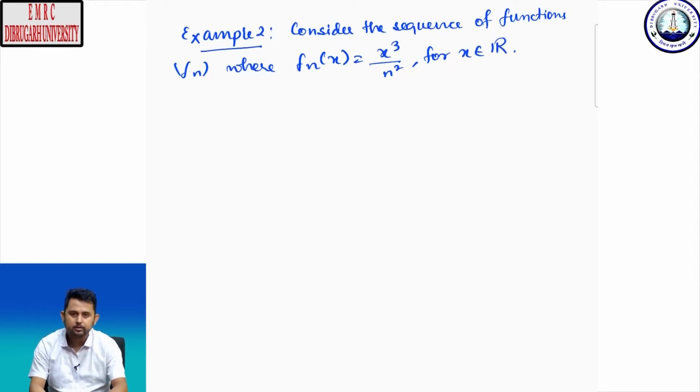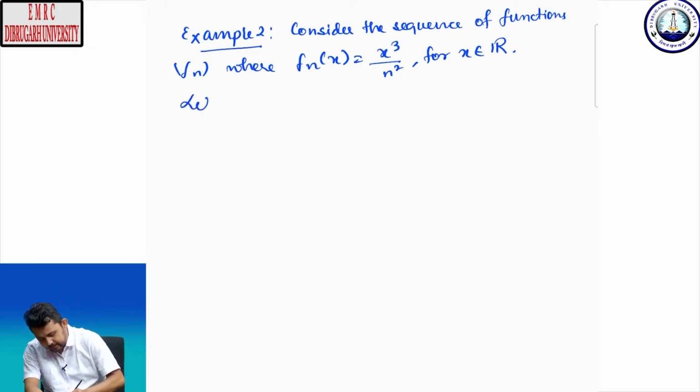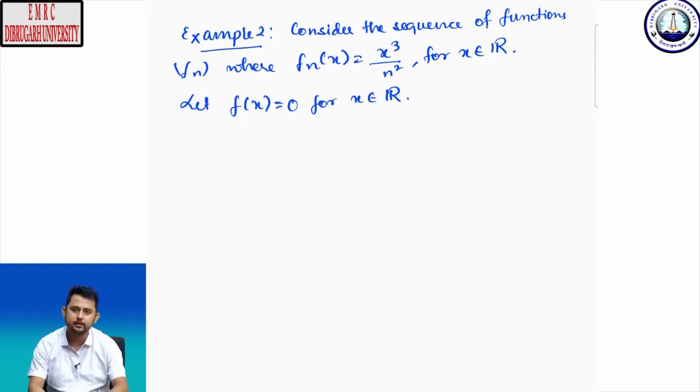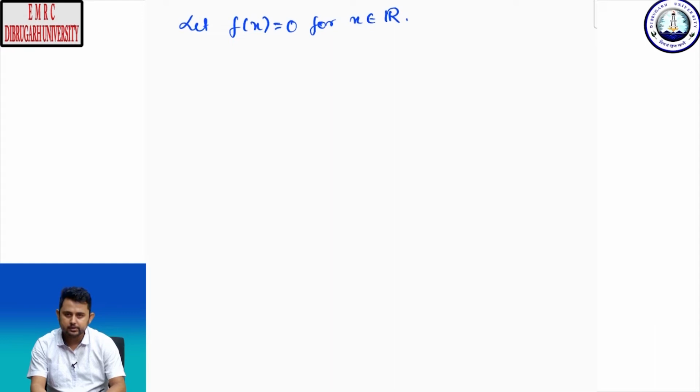Now, we need to find what will be the pointwise limit, and again we have to check using definition. So, first of all, let f(x) be equal to 0 for any x in real numbers R. We shall show that this function is the pointwise limit.